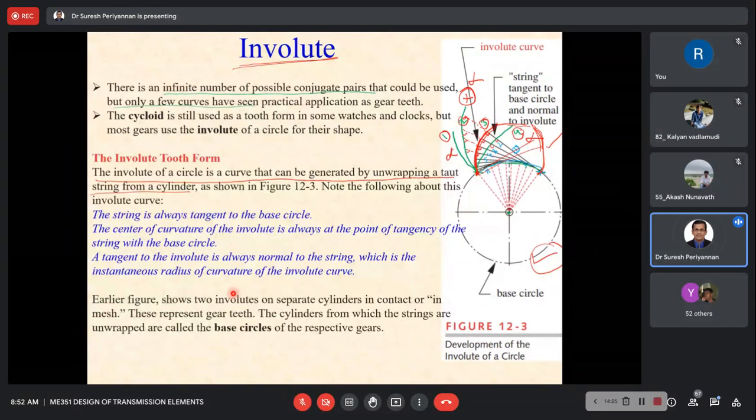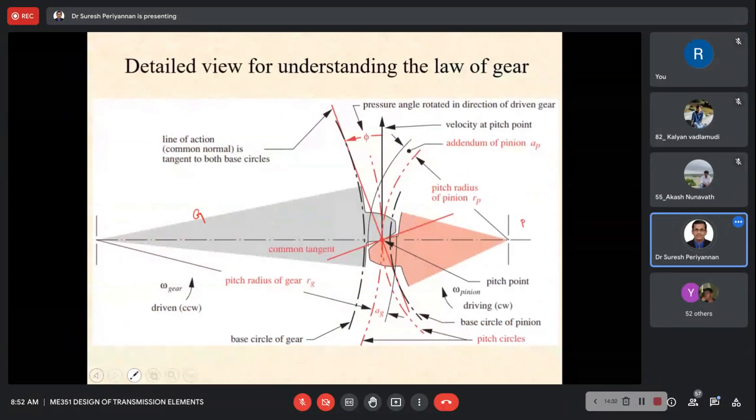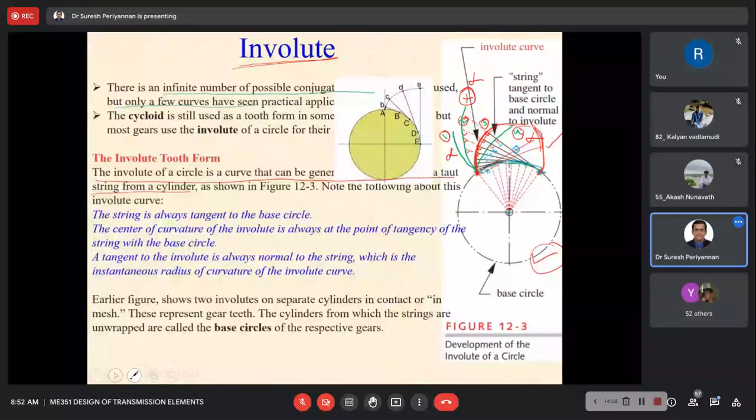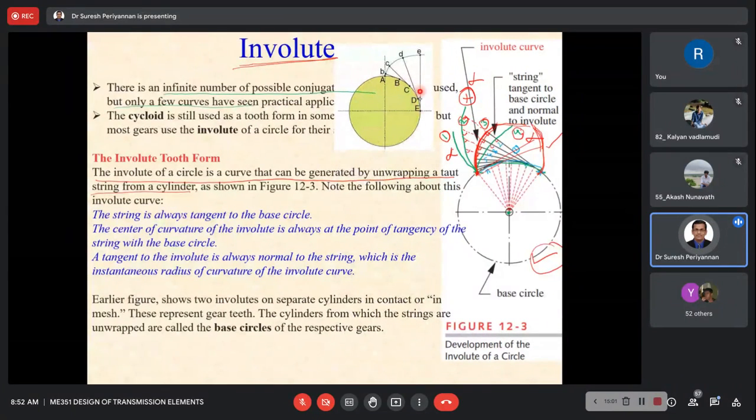Whatever we discussed in the earlier figures, the two involutes on separate cylinders are meshed to each other. This is one involute, this is another involute, meshed to each other. This involute is designed with respect to the base circle of the gear, and this involute is designed with respect to the base circle of the pinion. Okay, this is another example diagram.